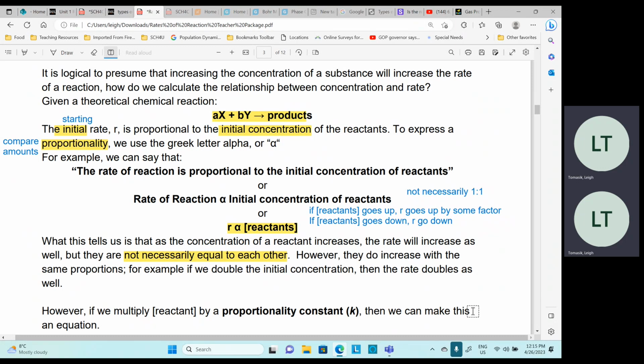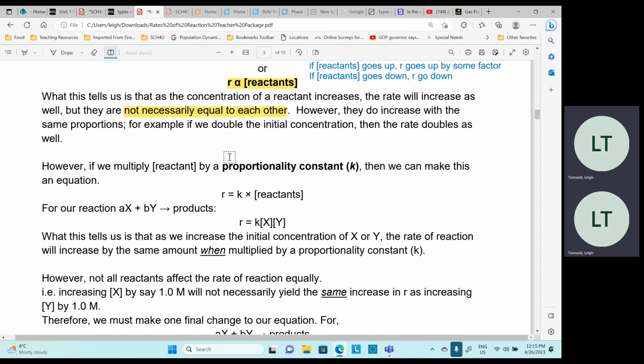However, if we multiply the reactant by a proportionality constant, then we can make this an equation. So the idea is the constant is the factor by which the rate increases. And each reaction actually has a different constant, right? You'll see K a lot if you take a lot of sciences. K means constant. So K means that there is some number that we can multiply the relationship by that makes everything work out mathematically.